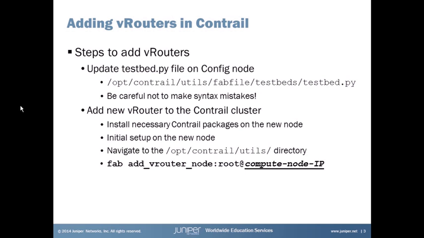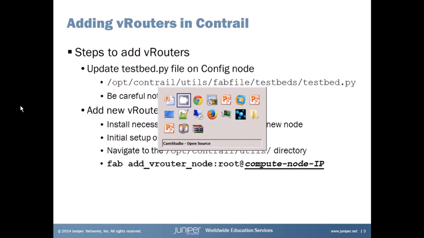Then on the config node, you need to navigate to the opt contrail utils directory and run the fabric command, fab add_vrouter_node:root@ followed by the compute node management IP address. That runs the necessary scripts to set up the new vRouter. One other thing to point out is this fab command, which is a fabric command, has to be run from the opt contrail utils directory. You can't run it from a different directory and specify the opt contrail utils directory. It won't work. So make sure you navigate to that directory first.